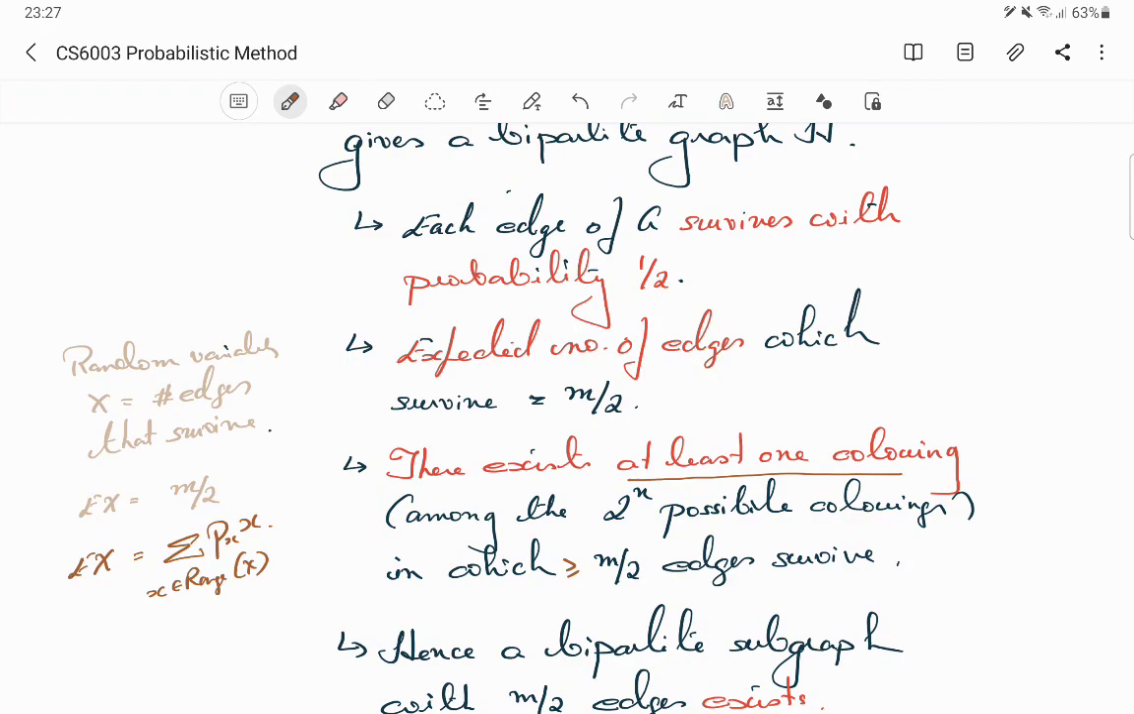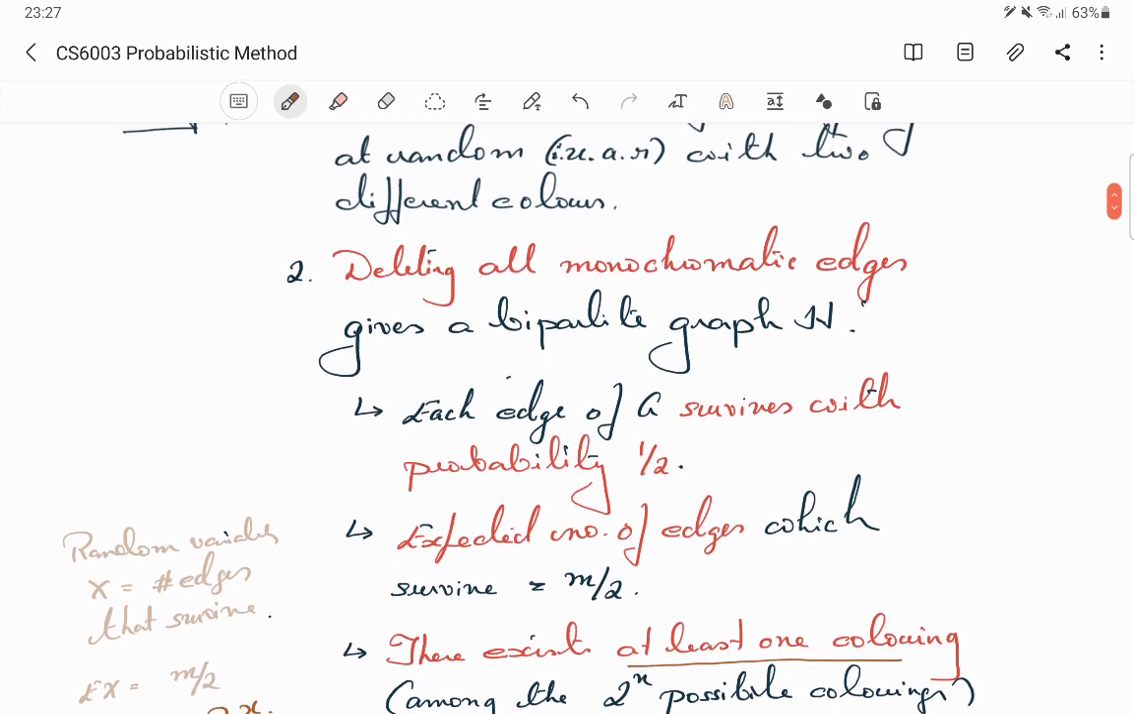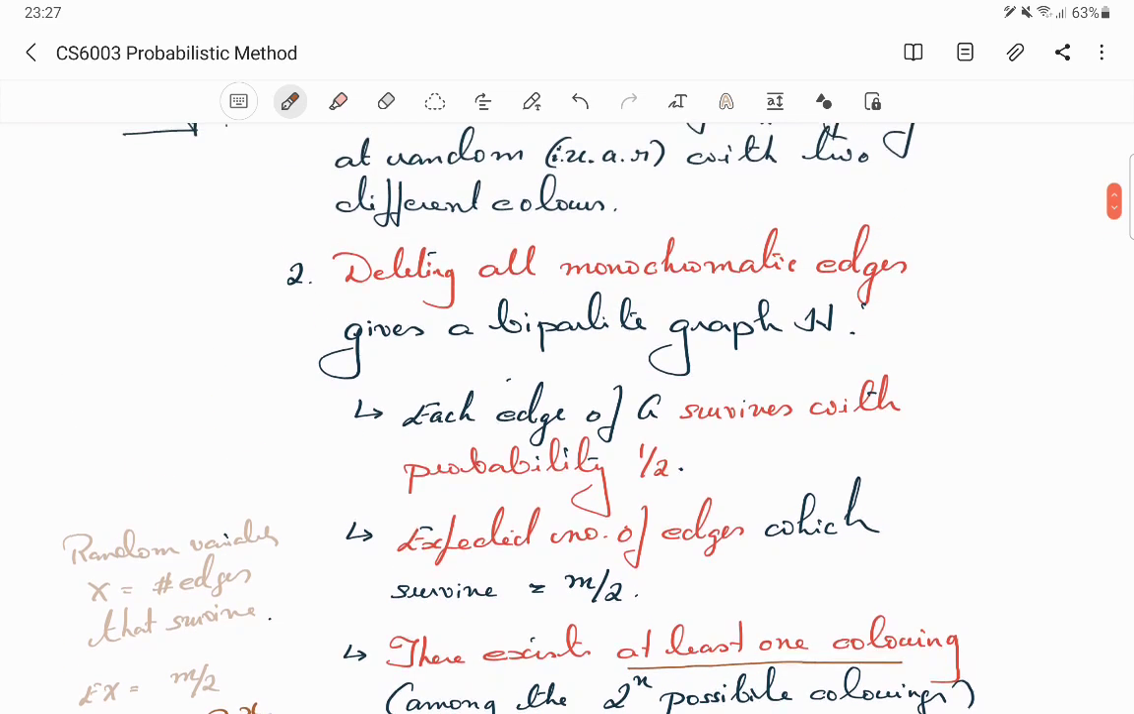But for this problem, there are very cute polynomial time, I think even linear time, algorithms to find this graph with m by 2 edges, but that's not our topic, at least in the first lecture. But I want to say that, though there is randomness involved in the proof, this leads to a deterministic algorithm by going through all possible colorings, but a very inefficient deterministic algorithm.